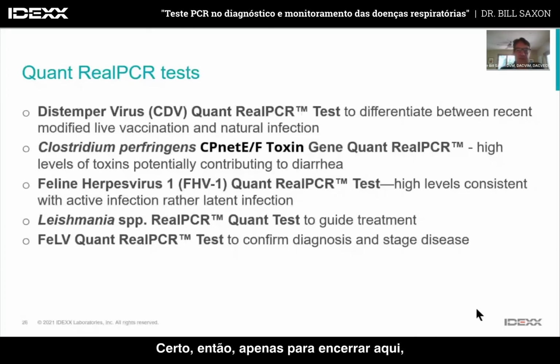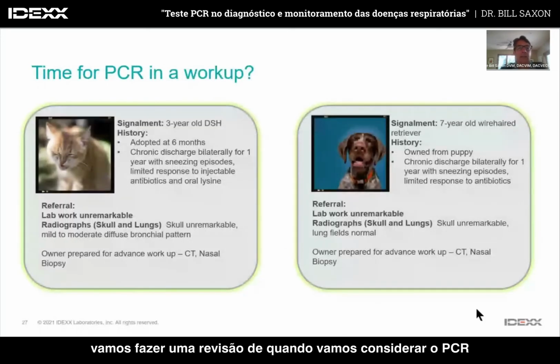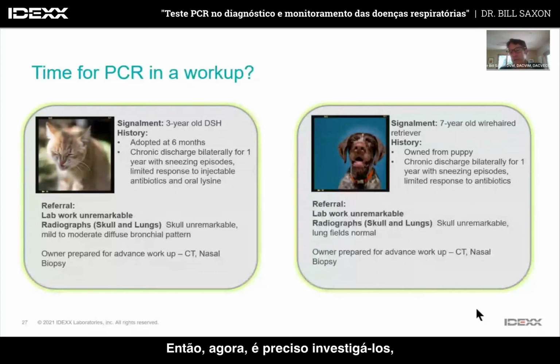Okay, so just to wrap up here, let's review when we're going to consider PCR testing in the workup of a dog or cat with respiratory tract signs. Usually, especially from a referral veterinarian standpoint, these are animals that have been worked up well or treated symptomatically and have had recurrent problems, and they're not getting anywhere. So now it's time to anesthetize them to do advanced imaging and scoping.